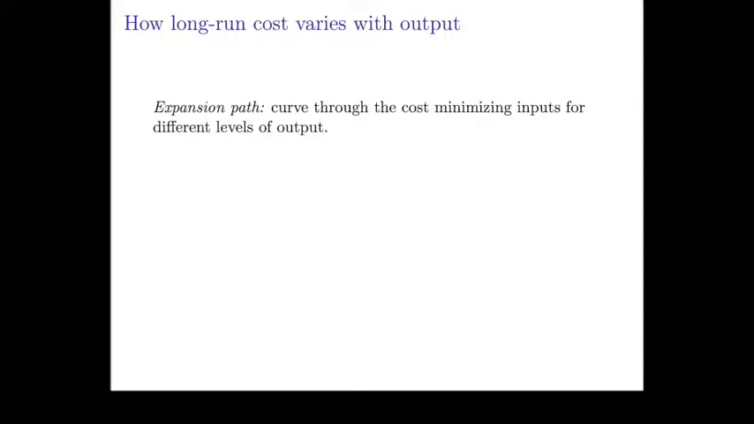So how does the cost vary as we increase output? Well, to understand that, we're going to introduce the concept of an expansion path, which gives us a curve through all of the cost minimizing input bundles for different levels of output. We're of course going to fix the prices of the inputs when we do this.